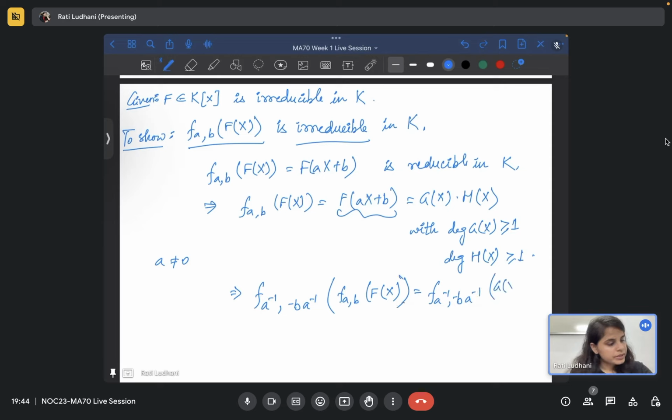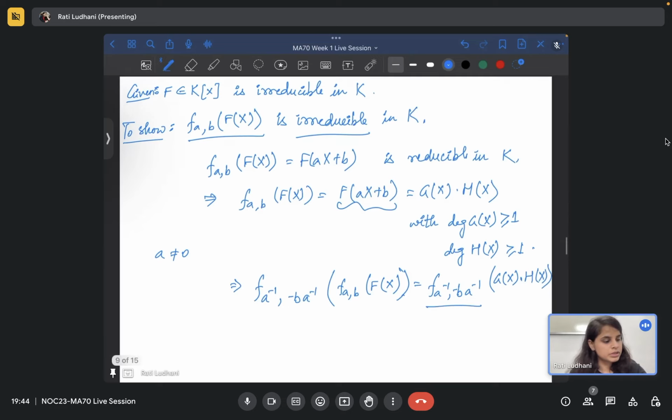of g(x) into h(x), right? And now you know that this map is a ring homomorphism. And on the left side, what will you get? F of (ax plus b). You will get f(x), right? As you know that these are inverses of each other, you will just get f(x).